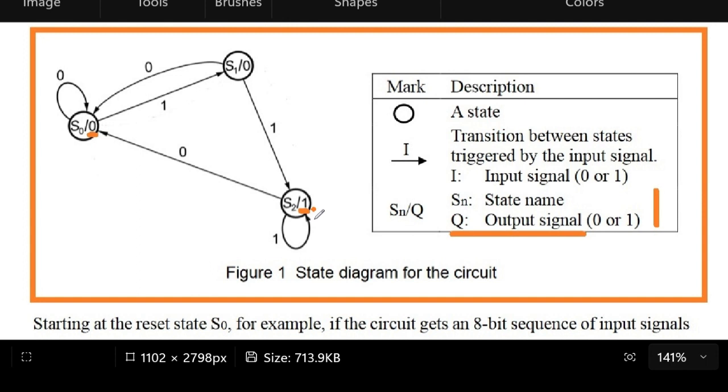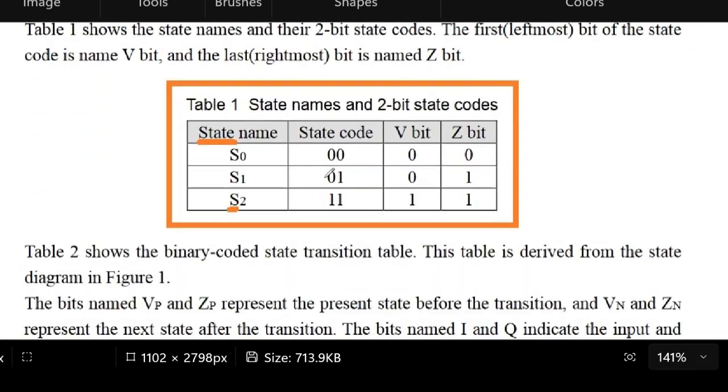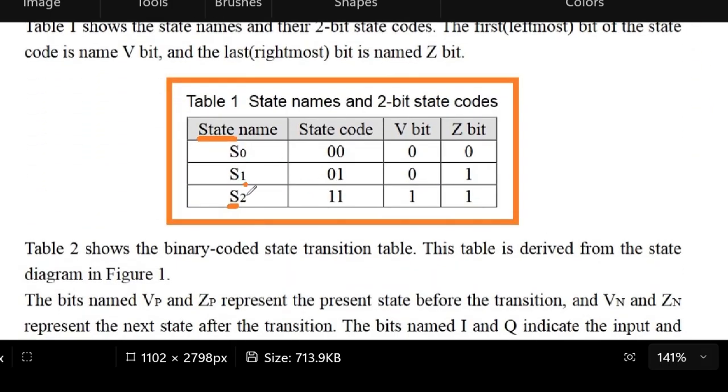If we get 1 as the input, starting at state 2, then we stay at state 2 again with the number 1 as the output signal, okay? Alright, so that's the idea. Now let's look at the table, where it's saying here again that to know if we're in state 0, state 1, or state 2, we need to look at the V bit and Z bit, okay?